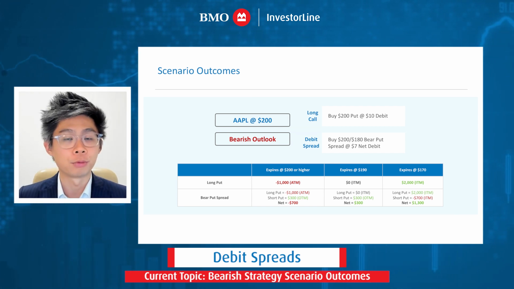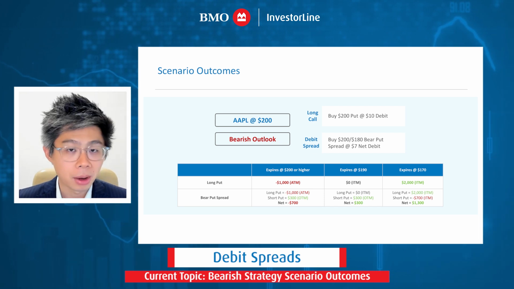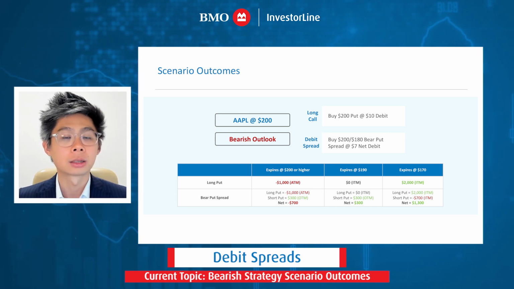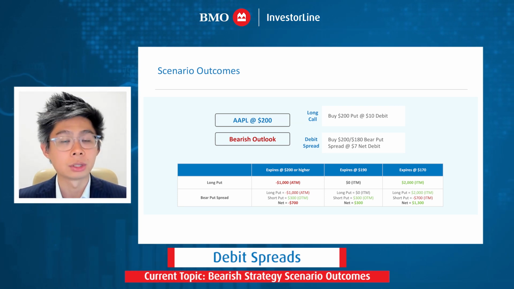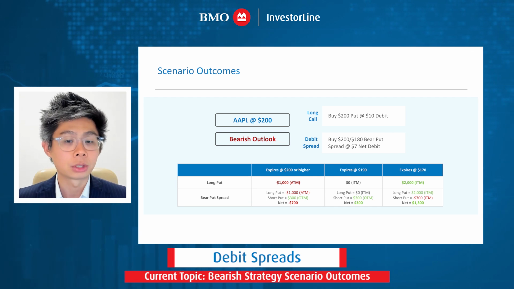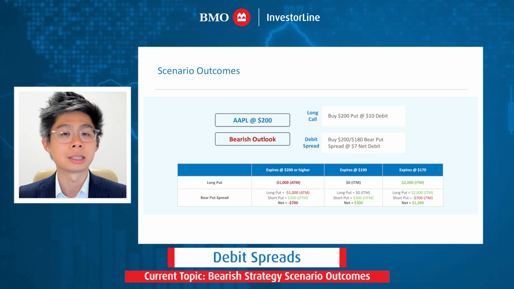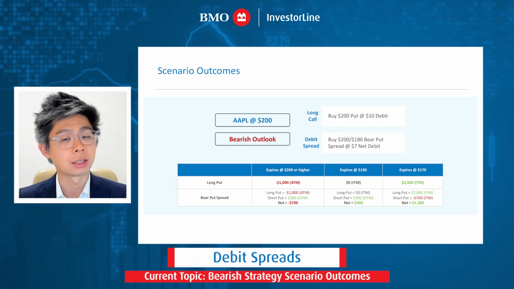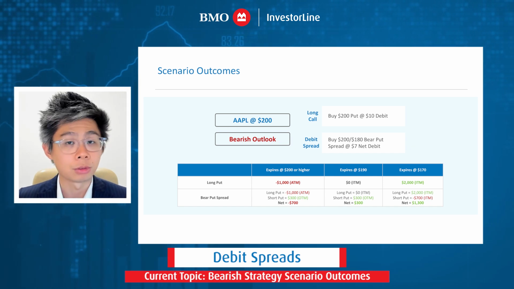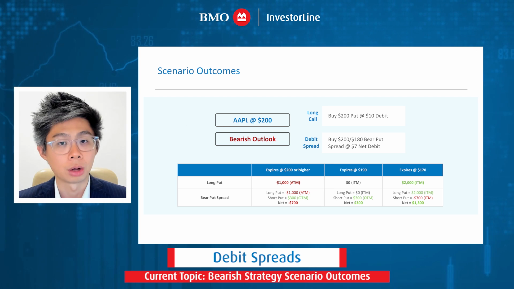So just like the example before, let's take a look at Apple currently trading at $200. I have a bearish outlook on this specific stock. Let's compare buying a long put with a debit spread. So in the long put example, because I've paid $1,000 for that long put, if Apple stock were to stay at $200 or higher, well, in this particular example, I'm going to lose $1,000 because I had a bearish view on the stock. The stock didn't move lower or maybe even moved a little bit higher. So now I'm losing $1,000 per contract on my long put.